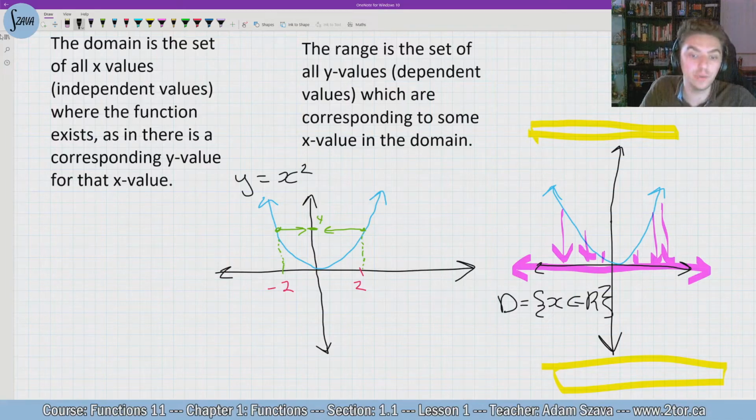So -2 and 2 are definitely in the domain, and 4 is in the range because it corresponds to -2 and 2 for this relation.